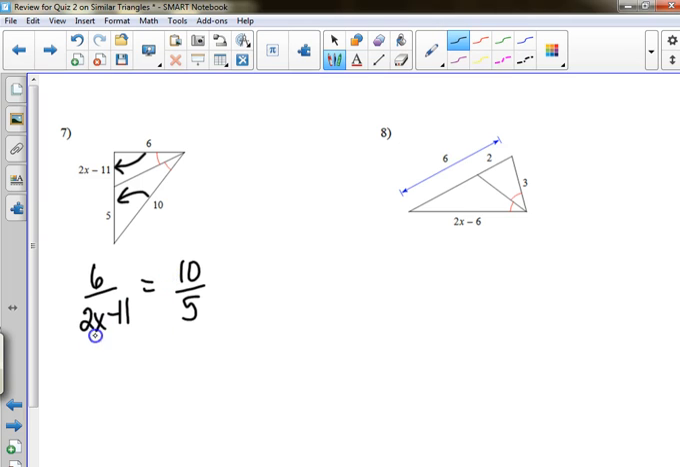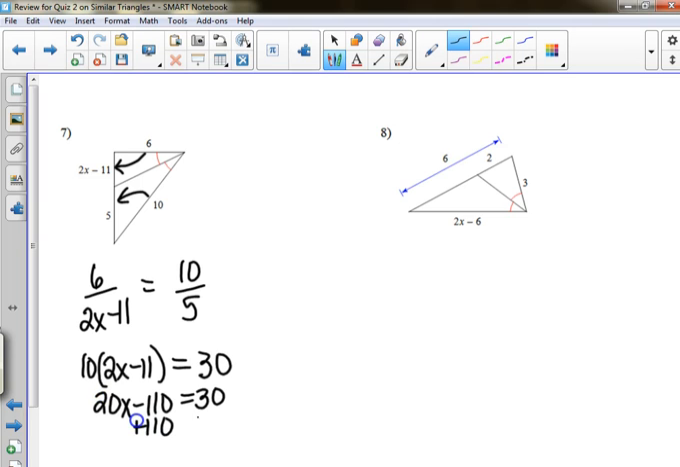All right, again, 10 is being multiplied down here by 2x minus 11. 6 times 5 is 30. If I distribute, add 110. And divide, I get 7. That's right, it checks. Okay.